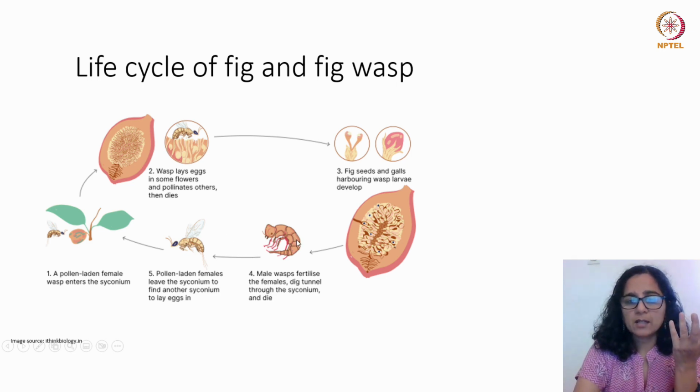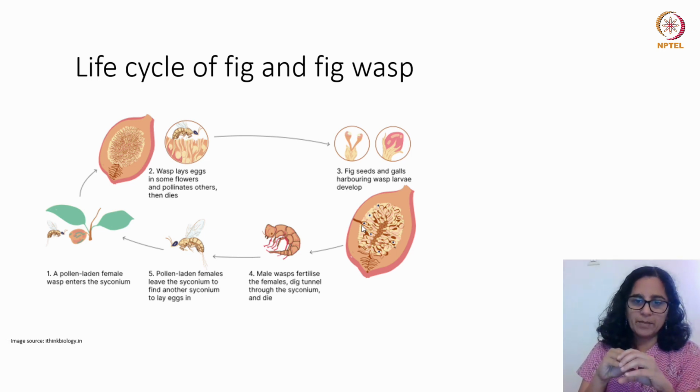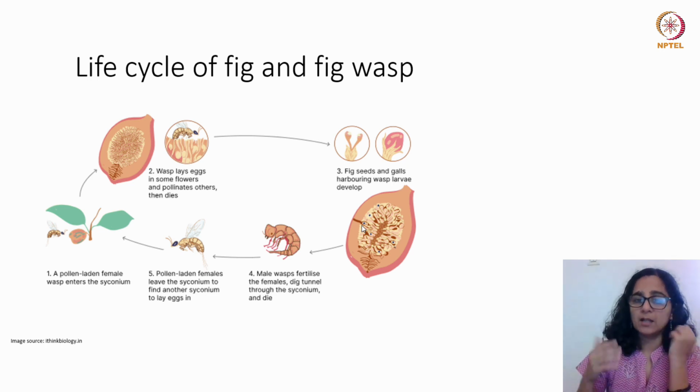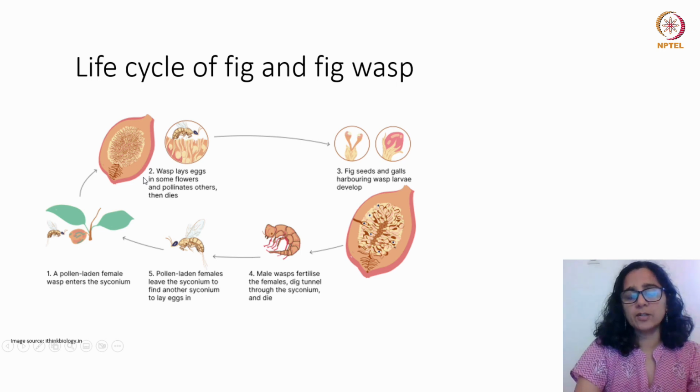And basically all the function of a male wasp is to fertilize the females. Once the females come out, they mate with the females, and basically they dig a tunnel through this, this is probably the tunnel. They dig a hole on the mature syconium, and then they die. Basically they're making a hole so that the mated females can get out of the syconium, and then they fly towards another fig inflorescence. So that's the life cycle of this fig wasp and also the fig.